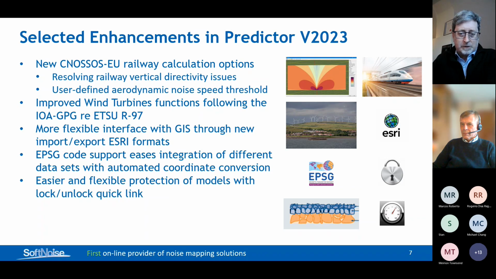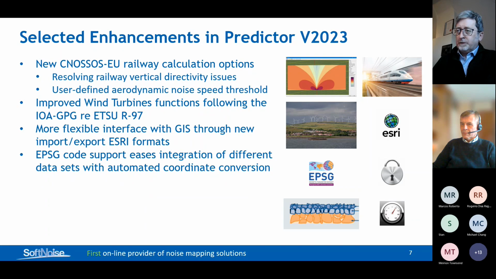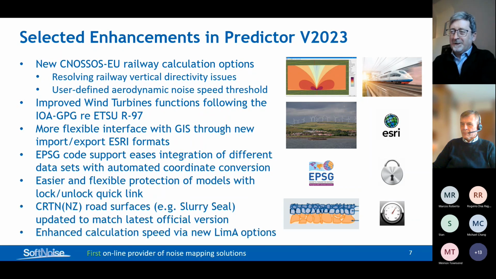It's easy now to lock and unlock models through the lock and unlock function, which we'll show on the quick link tabs. And then if you're working in New Zealand, the CRTN New Zealand Road Surfaces database has been updated to match the latest official version. Sorry, I almost forgot to do that. And then we also piggyback off the LimA calculation speed enhancements, which are available with new options there.